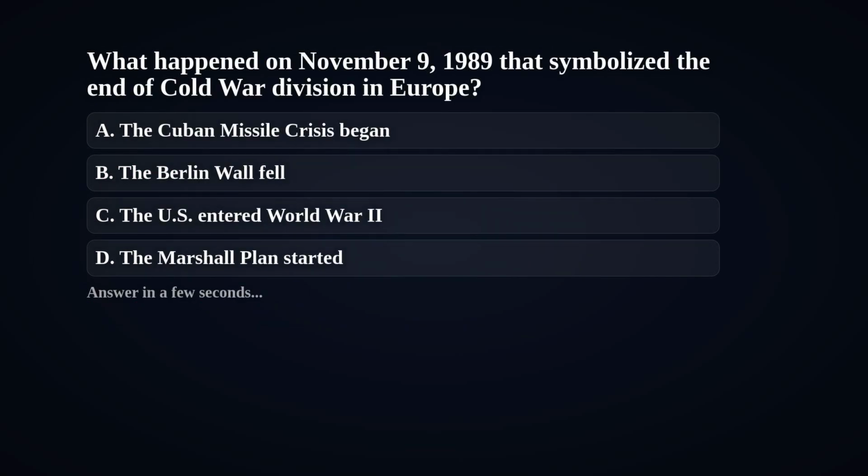Question 28. What happened on November 9, 1989 that symbolized the end of Cold War division in Europe? A. The Cuban Missile Crisis began. B. The Berlin Wall fell. C. The U.S. entered World War II. D. The Marshall Plan started.